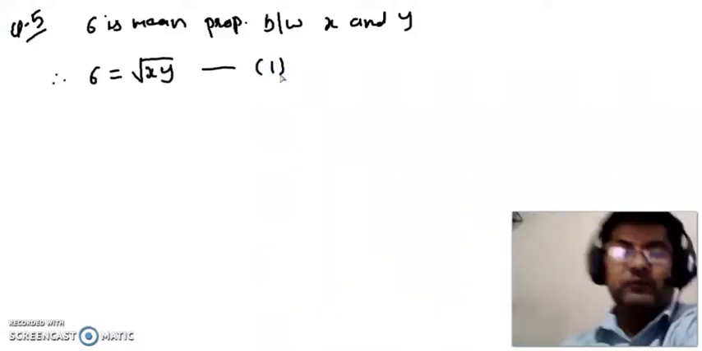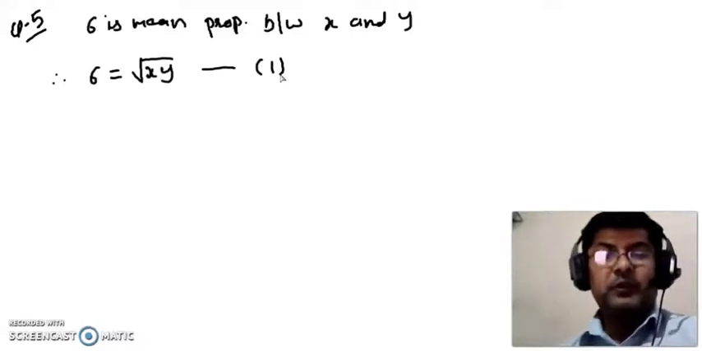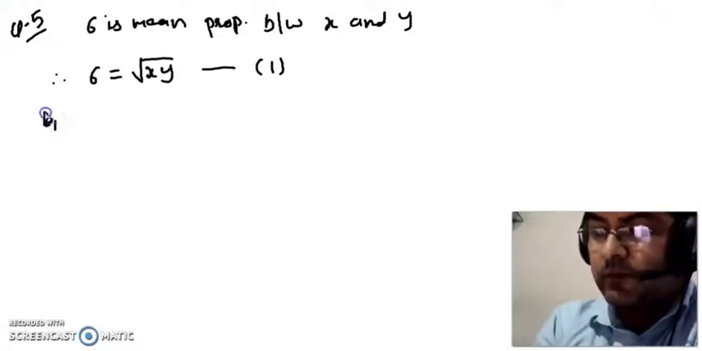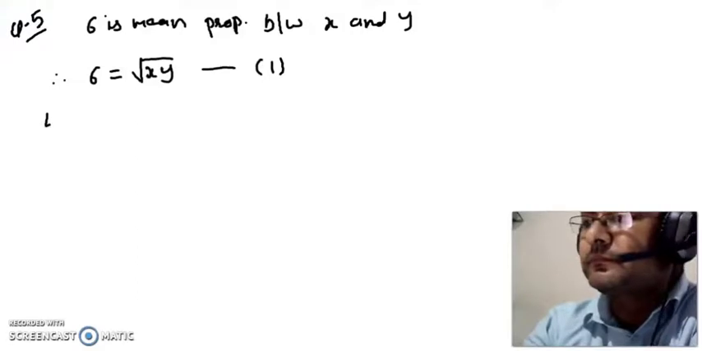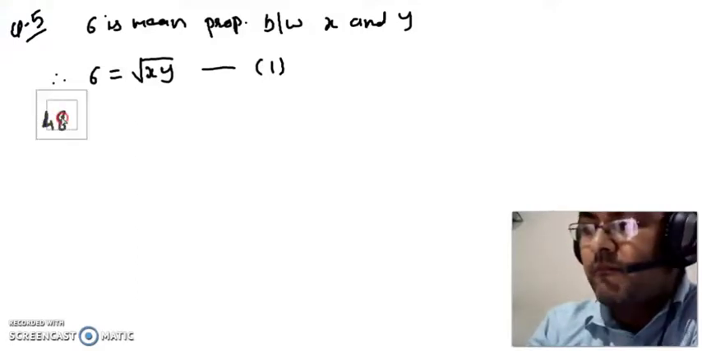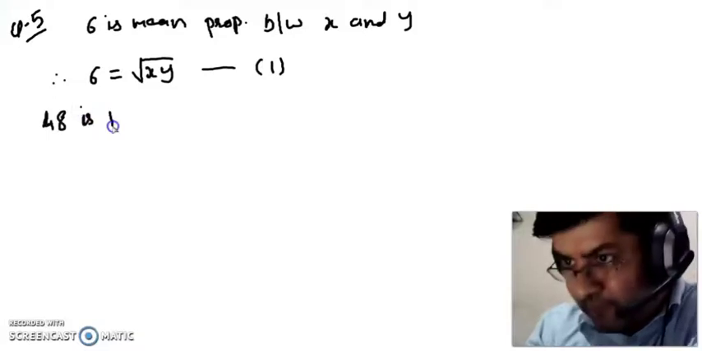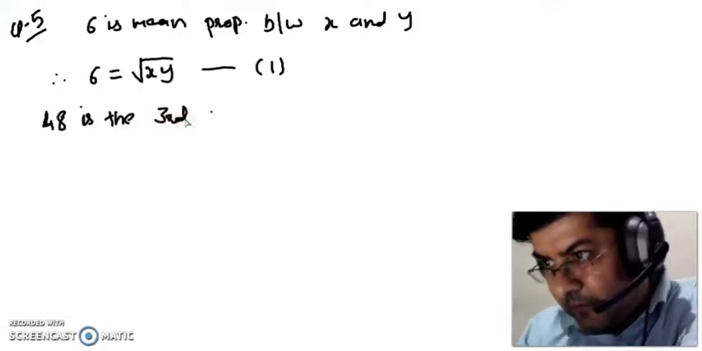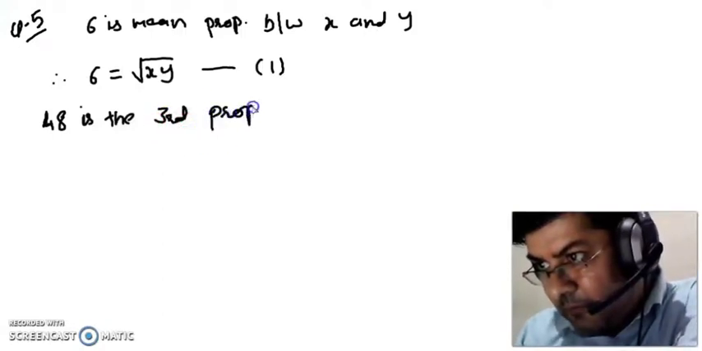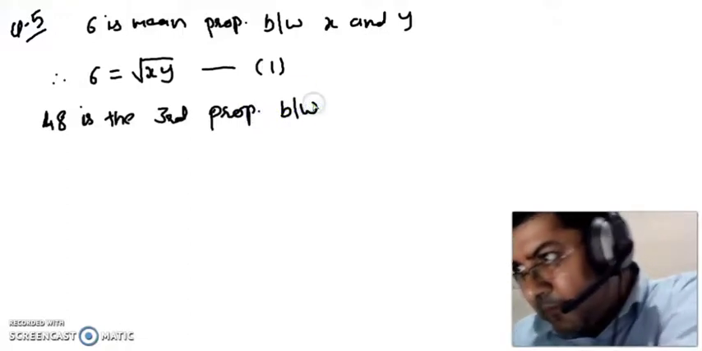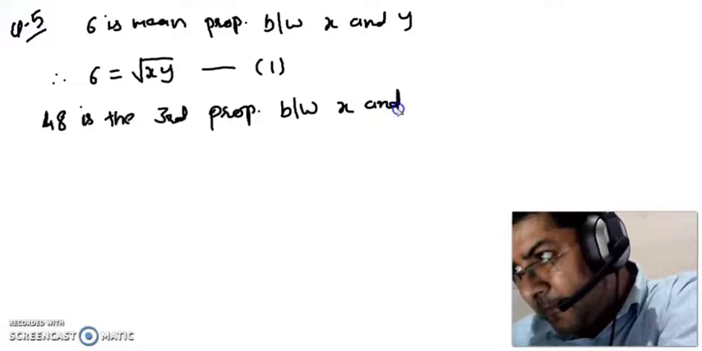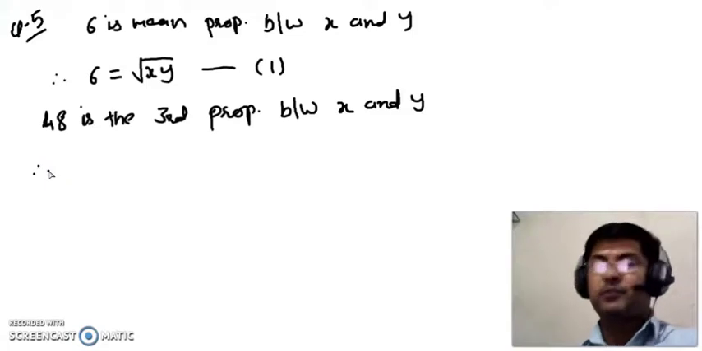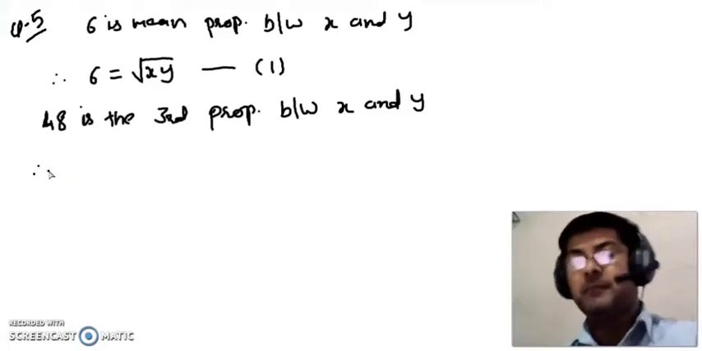Now it is given that 48 is the third proportional to x and y. Again we are given that 48 is the third proportional between x and y, and therefore, since 48 is the third proportional between x and y, y will be the mean proportion. Yes or no?